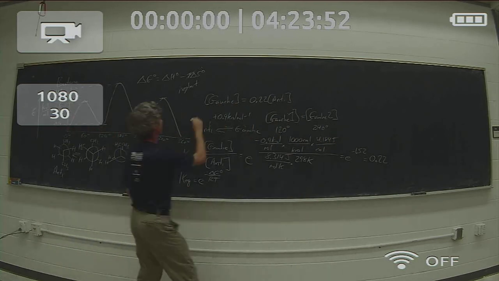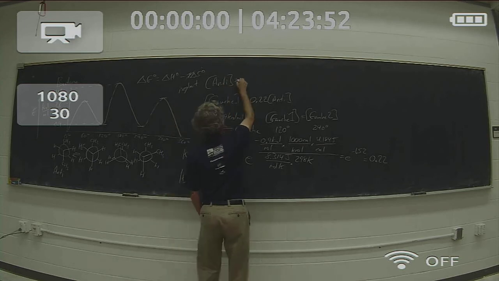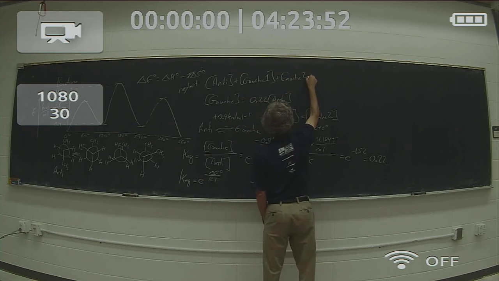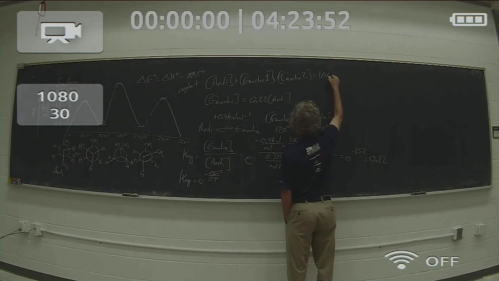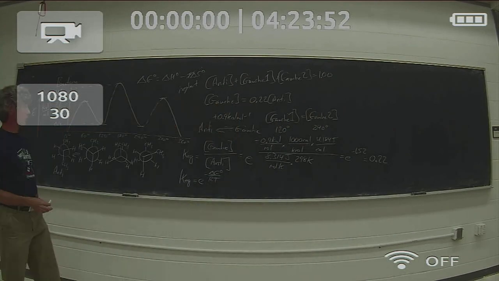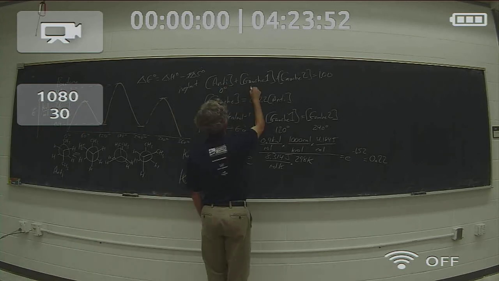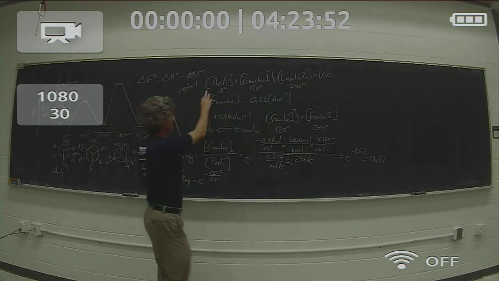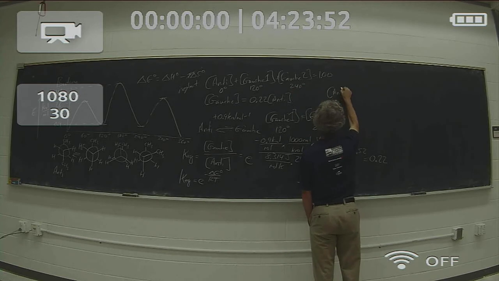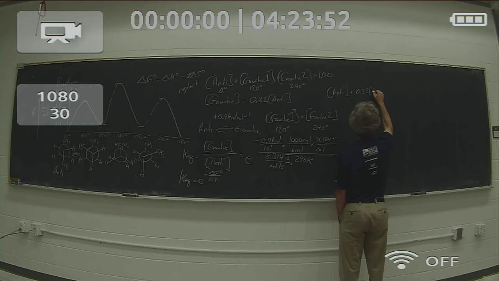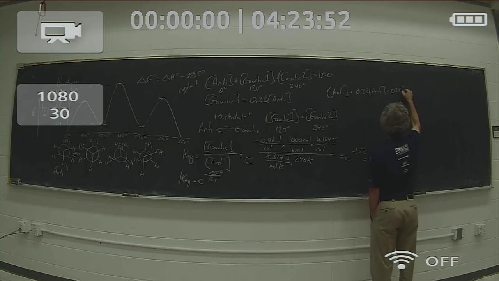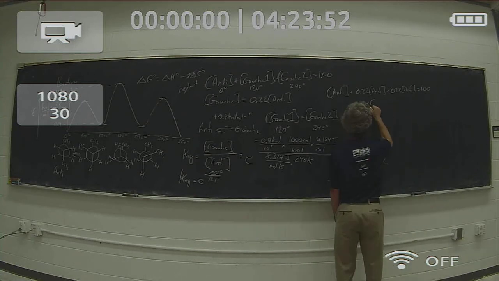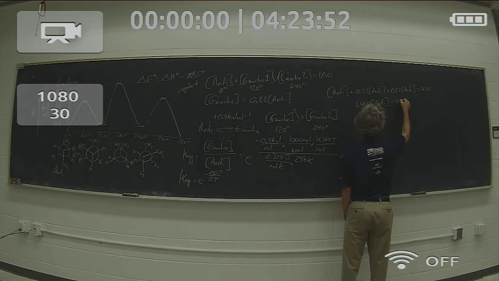And furthermore, we know that the concentration of the anti conformer plus the first gauche conformer plus the second gauche conformer is equal to 1. 100% of the molecule is going to be in one of those most stable energy minima: 0 degrees, 120 degrees, 240 degrees. And we know that the gauche conformer is 0.22 times the anti conformer, so we can solve: the concentration of the anti conformer plus 0.22 times the concentration of the anti conformer plus 0.22 times the concentration of the anti conformer equals 1, or 1.44 times the concentration of the anti conformer is equal to 1.